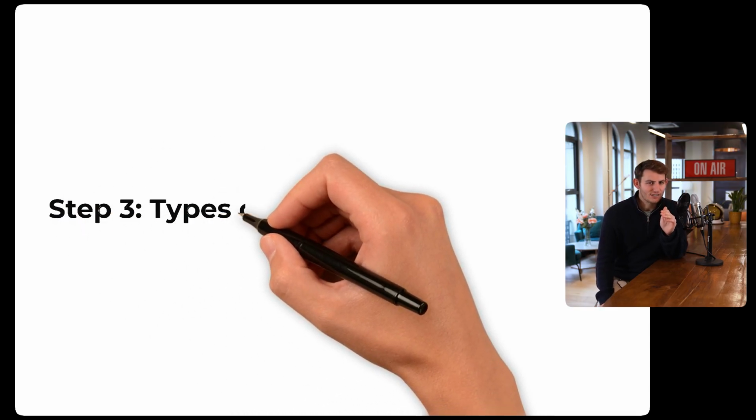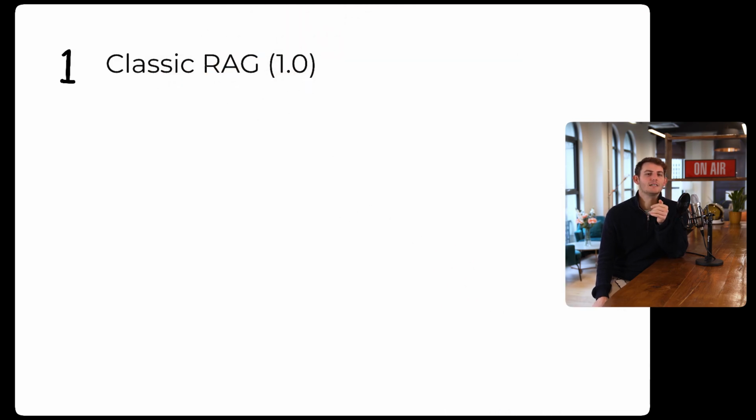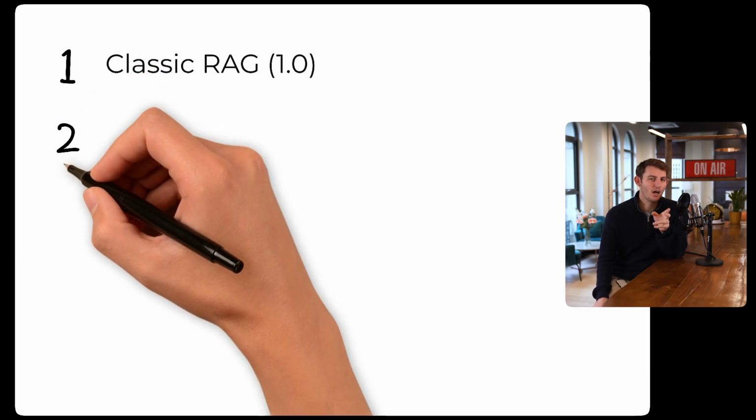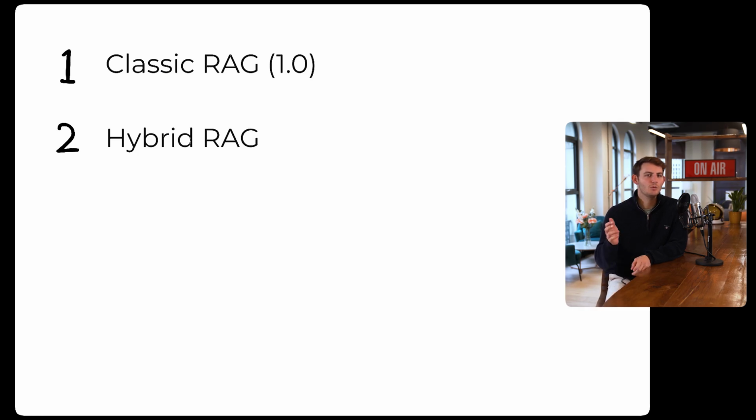Now, not all RAGs are equal. Let's run through the main variants. So firstly, classical RAG, RAG 1.0. Simple vector search and a single retrieval step. Inject into the prompt. Number 2, hybrid RAG. Combines semantic search with keyword or metadata filters. Better for messy, long-tail queries.